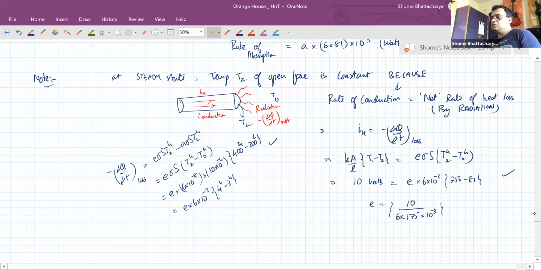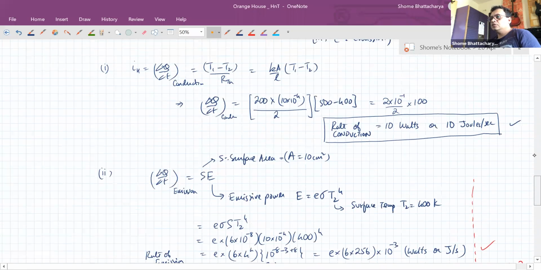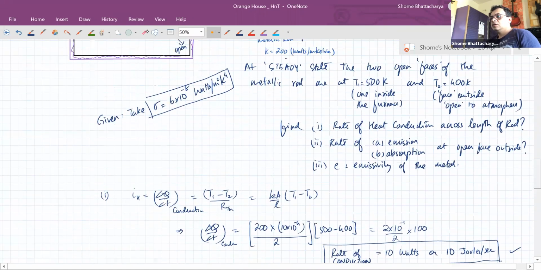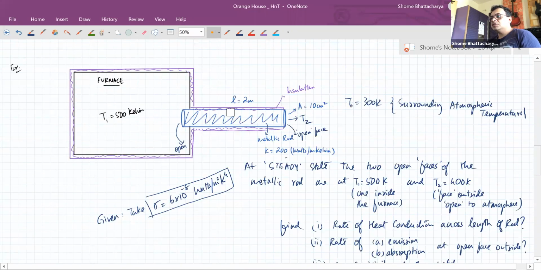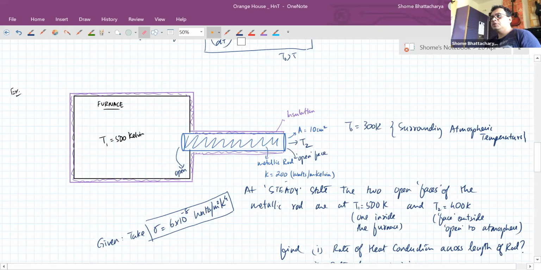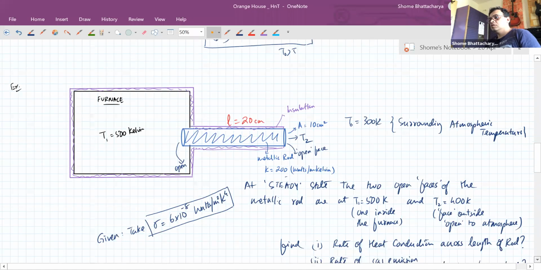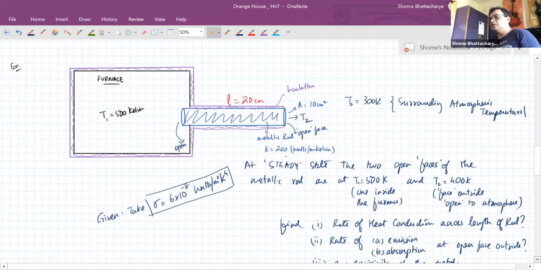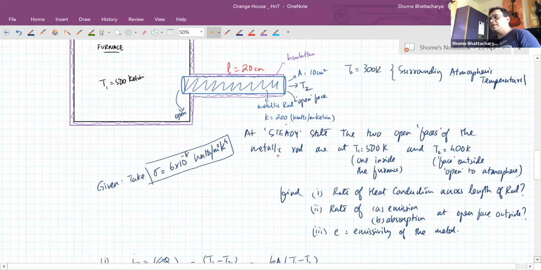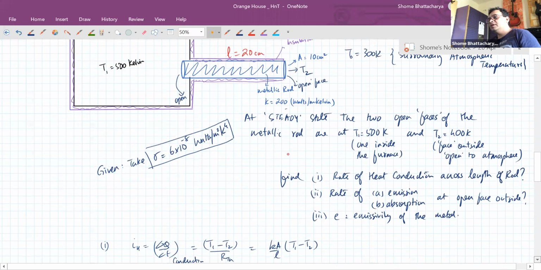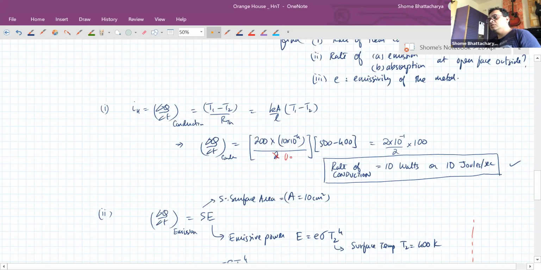There's just a small change in the data of the question. Just a moment. I've given you one piece of information wrong in the question. So just make this correction, people. The length of the conductor should be 20 centimeters and not 2 meters. So I'll make this correction here. So this factor will become 20 centimeters, so it will become 0.2 meters. So this will become 100 watts or 100 joules per second.